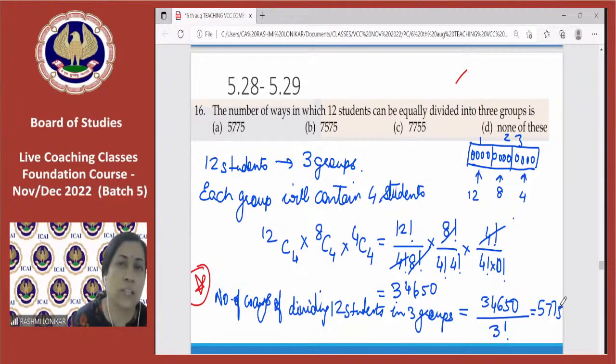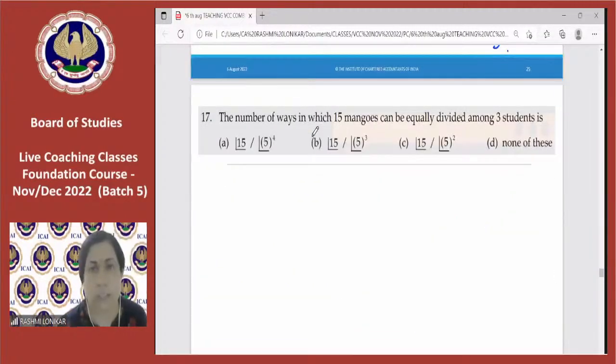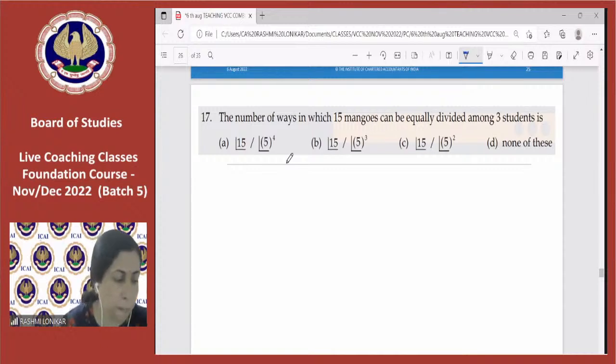But I don't know whether I started with group 1, group 2, or group 3. So this 34650, I must divide it by 3 factorial to come to the number of ways in which I can distribute 12 students to 3 groups. Okay. So I'm taking all the difficult sums so that all the easy sums you can do on your own, but the difficult sum, whenever you are stuck in the problem, you can refer to the video. Please revisit the video so that you will be able to understand better.